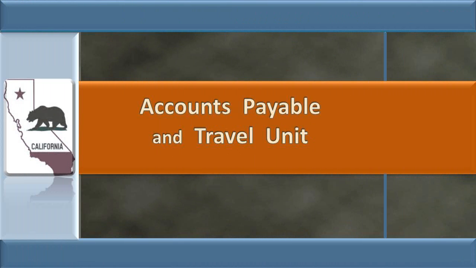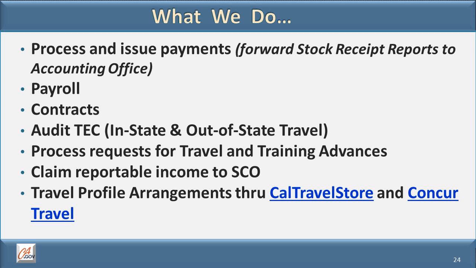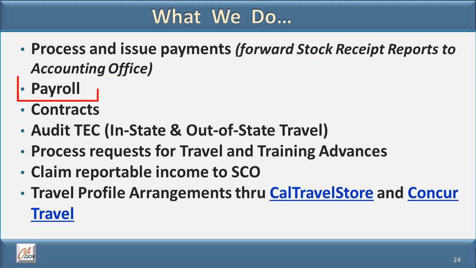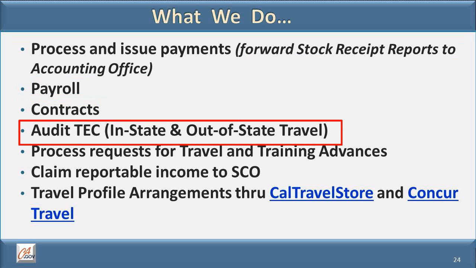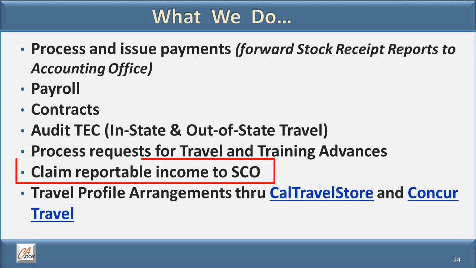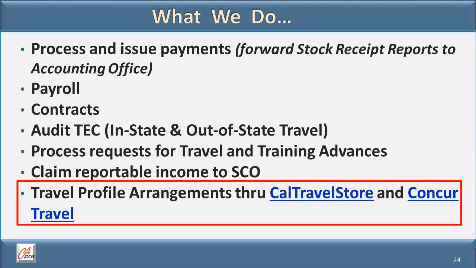The Accounts Payable and Travel Unit. What we do: process and issue payments. Please forward your stock received report to the Accounting Office to ensure prompt payment of your invoices. Process payroll, contracts, audit travel expense claims, process requests for advances, claim reportable income to State Controller's Office, and help arrange your profile arrangements through the California Travel Store and Concur Travel.